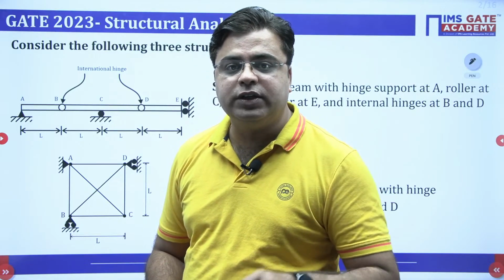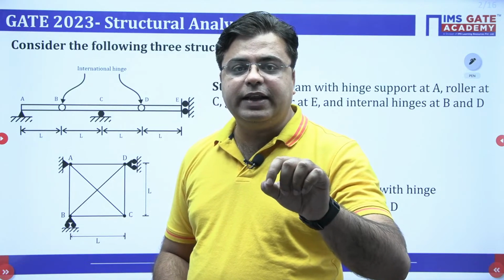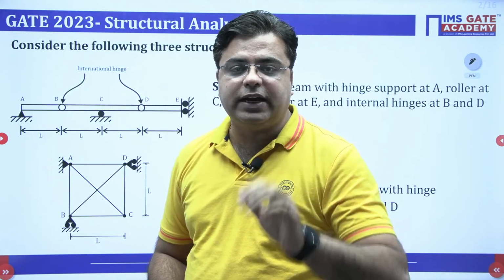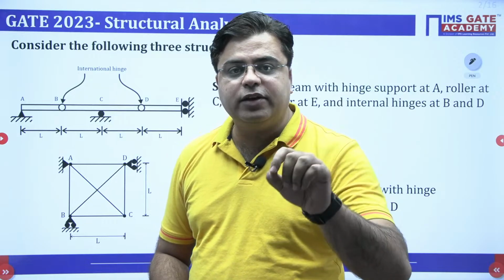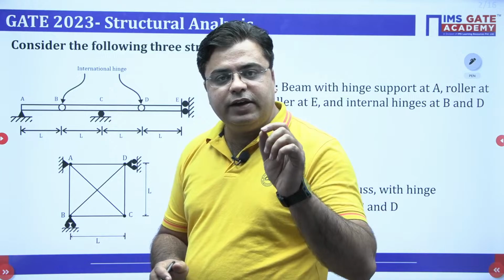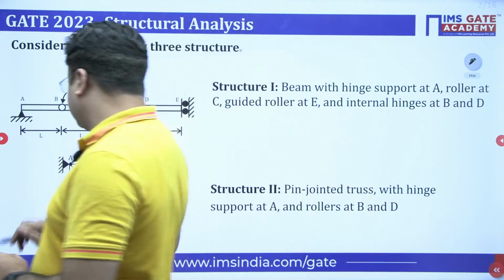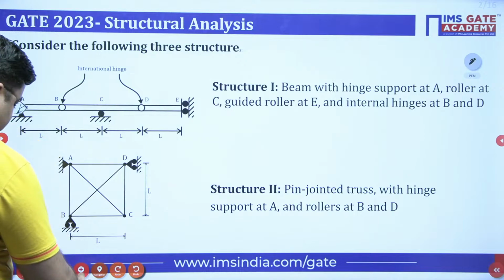My dear students, in order to check for the stability of the beam, the only criterion is to check the degree of static indeterminacy. If the degree of static indeterminacy for the beam is less than 0, then we will say that the beam is an unstable structure. Okay. So let's check the degree of static indeterminacy for this beam.